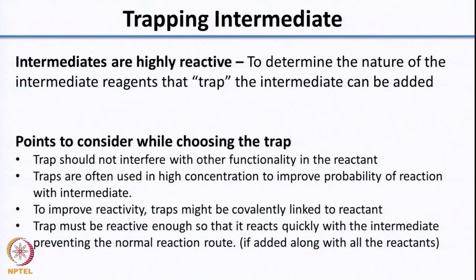Once the intermediate is formed, it would like to do whatever it does with your reaction mixture. It might be reacting with another molecule, but your trap has to catch the intermediate before it reacts with the other molecule. So, the trap has to be quite reactive. At the same time, to improve the probability of reaction, you increase the concentration of the trap. If you increase the concentration of the trap, once the intermediate is formed, there is a greater chance that it will meet the trap and not the reactant.